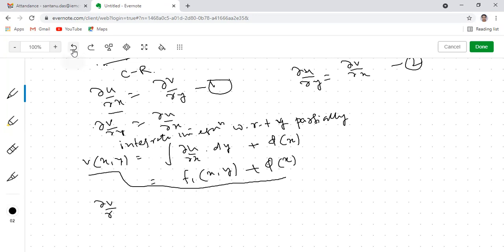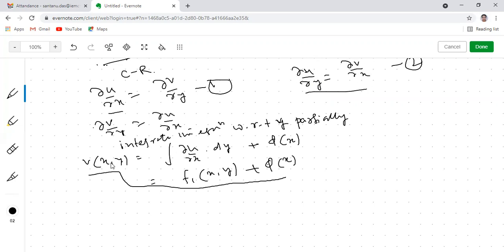Now here, to get v(x,y), this is known to us. Now we need to identify the constant of integration φ(x). For that we have the second equation, this one. This means ∂v/∂x equals ∂u/∂y. So ∂u/∂y is known to us, which means ∂v/∂x is known to us.